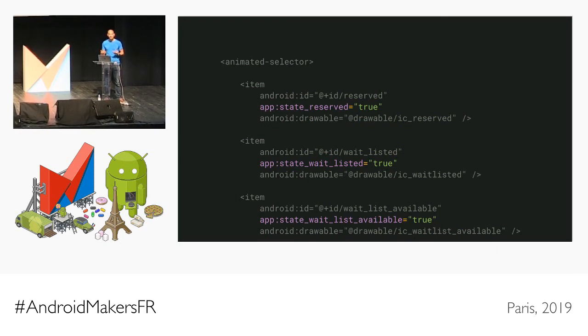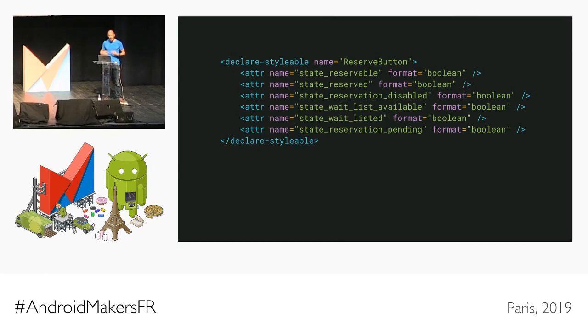You might be looking at this and thinking, hey, what is state reserved, state waitlist available? Those aren't states I've ever seen before, unlike checked or selected you might have seen in Android before. And this is because, I don't know if many people are familiar with this technique, but you can add custom states to any view. So the way you do this is you declare the custom states much like you might declare custom attributes for a custom view. So here are the different states that we support, 6 different ones, each of which is a Boolean.